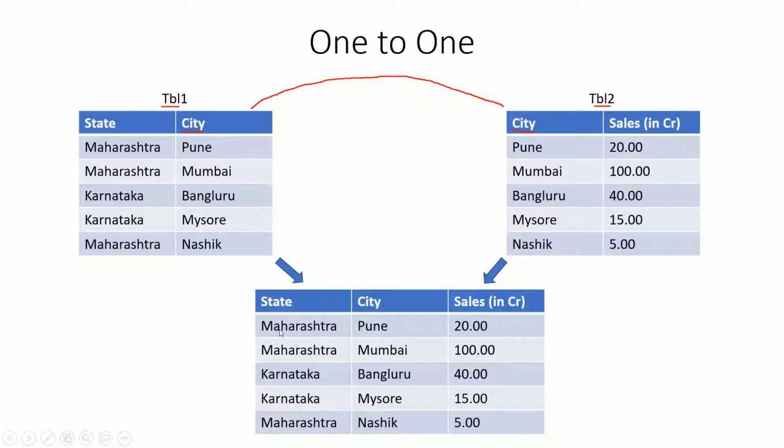So here we have received 5 rows. Table 1 has 5, table 2 has 5, and each city in table 1 occurs once. You can see Pune, Mumbai, Bangalore, Mysore, and Nasik. Each city occurs once in table 1, and also each city in table 2 occurs once. Hence we only have 5 rows in the resultant table with the SQL join. With the SQL join, we are able to get the sales data state-wise.